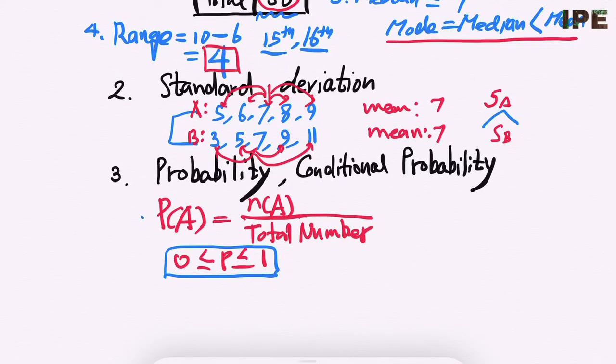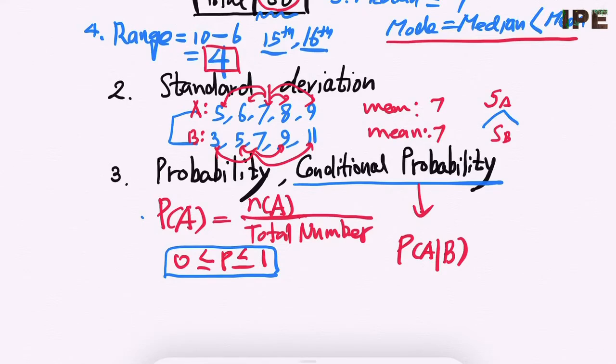But another very important thing is conditional probability. We use this notation for that. It's an important part: P of A bar B. What is the probability that event A happens given B? That means suppose B has already happened. In that situation, what is the probability that event A can happen?